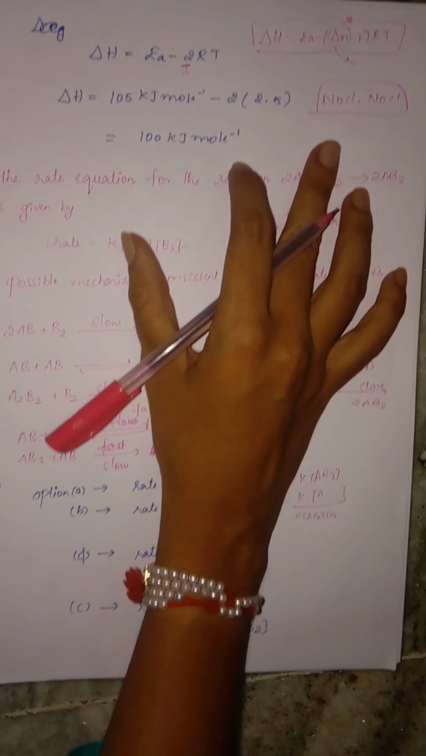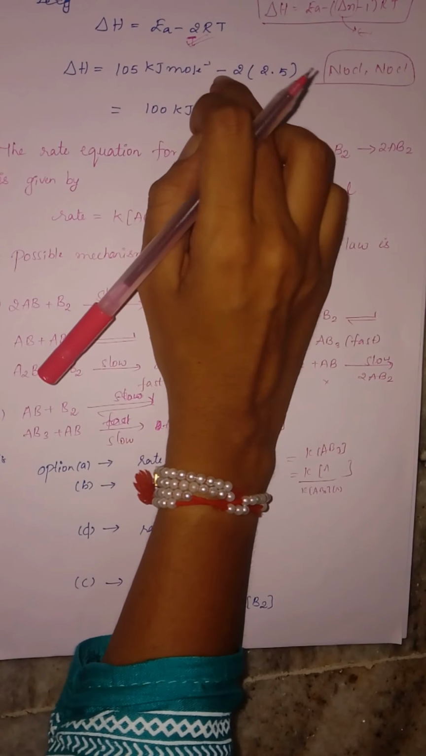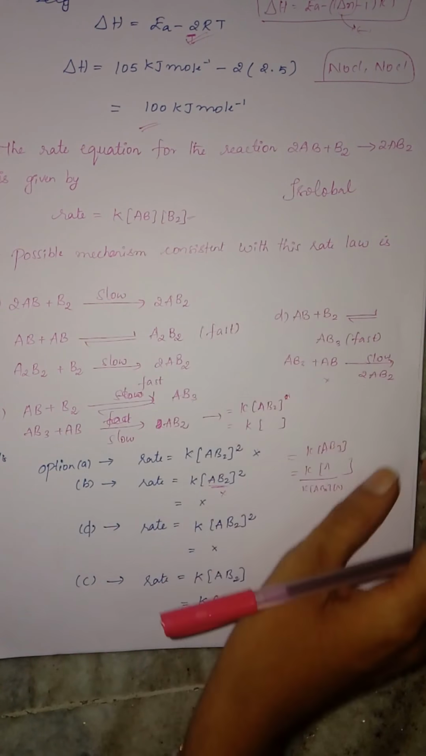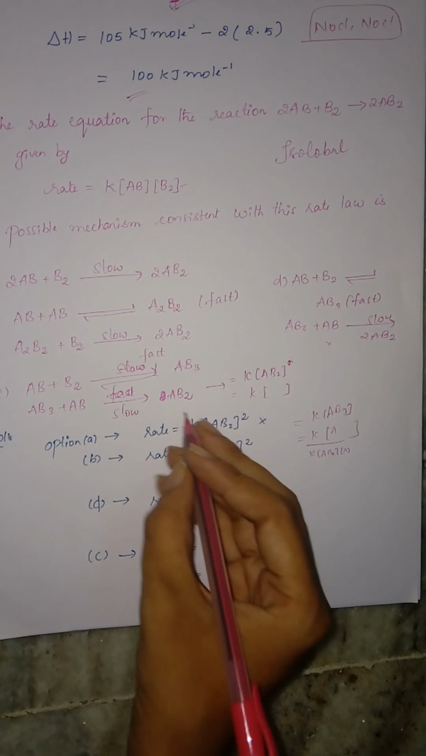Okay, so this is the formula. EA is 105 minus 2 into RT, the value is given as 2.5, so 100 is your answer. Now this question made me record the video again because I was going wrong in option C.